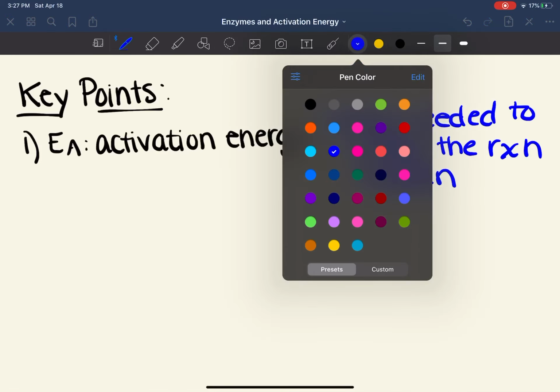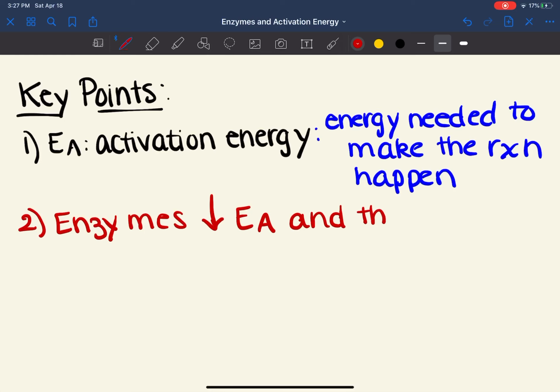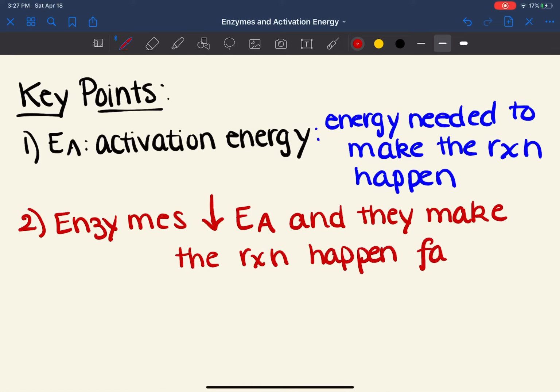Enzymes, so let's do a different color. Let's go with red. Enzymes decrease activation energy. And they make the reaction happen a lot faster. And that is all we have for enzymes and activation energy.